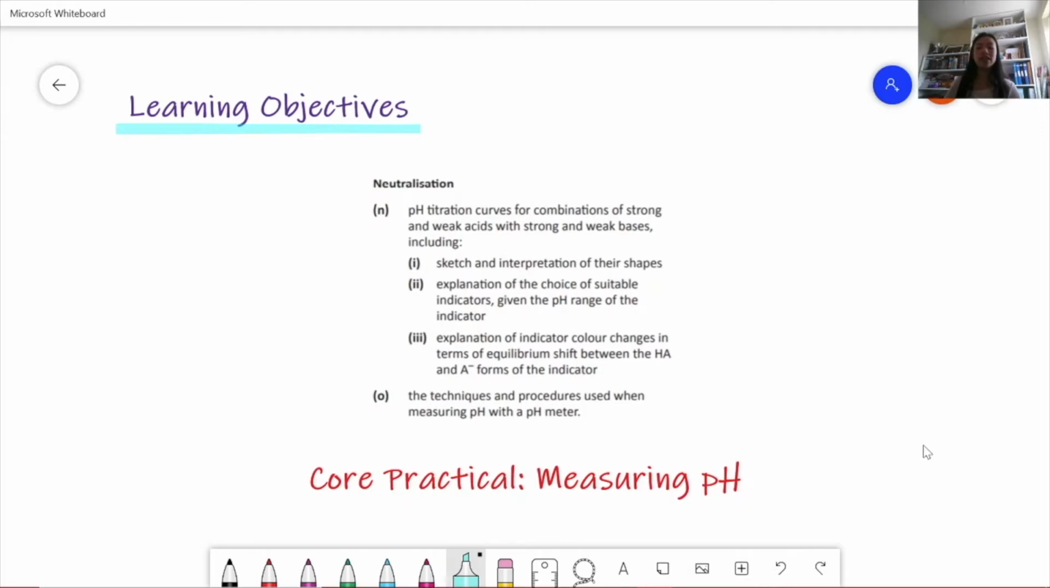We're then going to look at the techniques and procedures used when measuring pH with a pH meter. And then finally, we're going to look at a core practical, which will be measuring the pH.